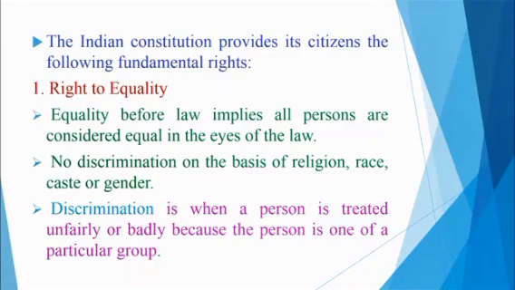The next point is that no discrimination on the basis of religion, race, caste or gender. So what is meant by discrimination? Discrimination is when a person is treated unfairly or badly because the person is one of a particular group. So, no discrimination on the basis of religion, race, caste or gender.